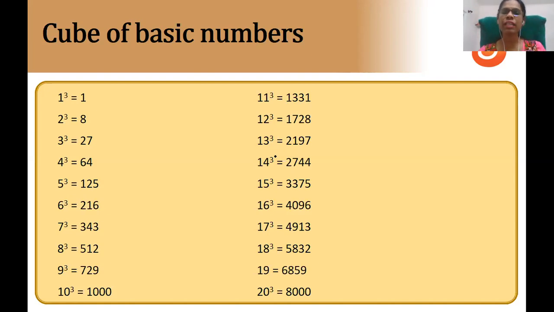Cube of 13 gives us 2197. Cube of 14 gives us 2744. Cube of 15 gives us 3375. And cube of 16 gives us 4096. Cube of 17 gives us 4913. Cube of 18 is 18 multiplied by 18 multiplied by 18, a result which we get is 5832. Cube of 19 is 6859 and our cube of 20 is so easy, 8000.